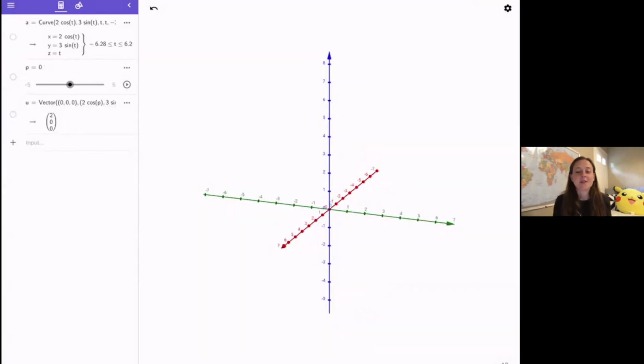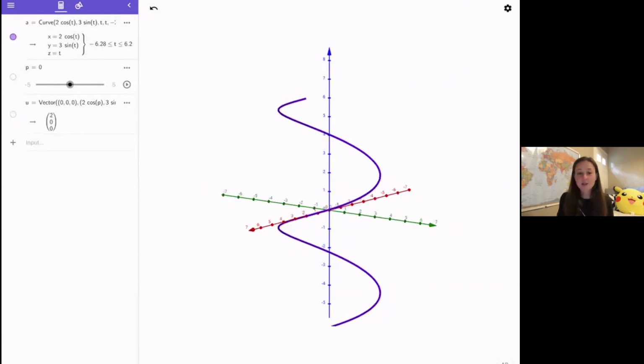All right, so here we are in GeoGebra, and I have our curve typed in, our vector valued function, x equals 2 cosine t, y equals 3 sine t, and z equals t. And let's see, let's turn this on and see if it looks like the spiral that we were hoping it would be. And there it is, it looks like it.